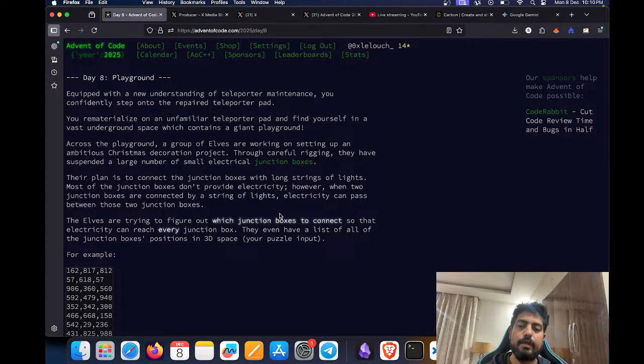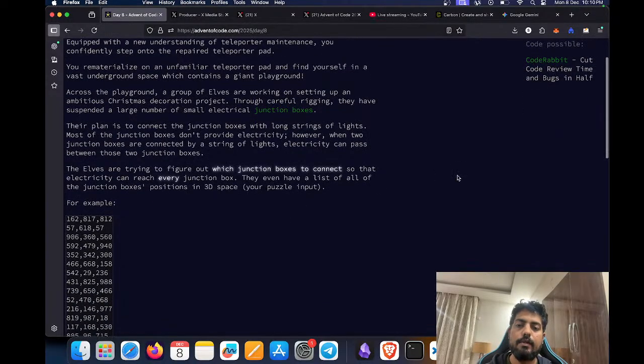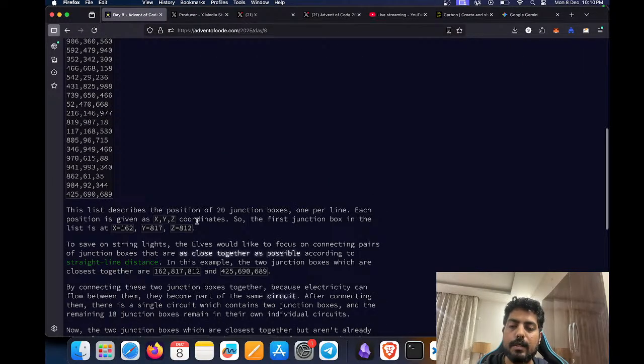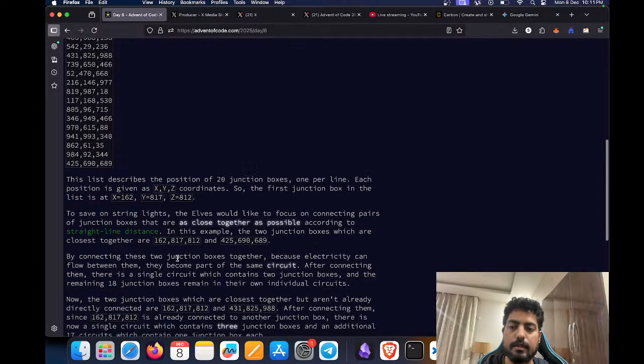The elves are trying to figure out which junction boxes to connect so that electricity can reach every junction box. They even have a list of all the junction boxes' positions in 3D space. For example, this describes the position of 20 boxes, one per line. Each position is a given XYZ coordinate. So the first junction is at this.